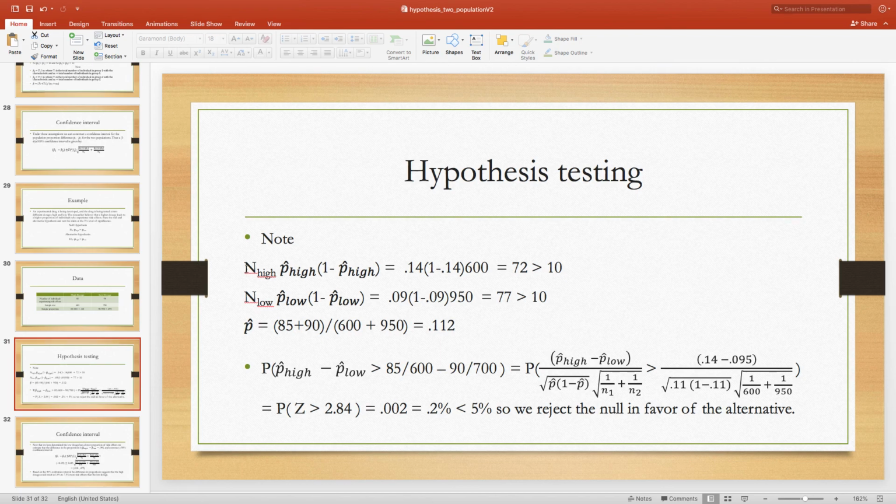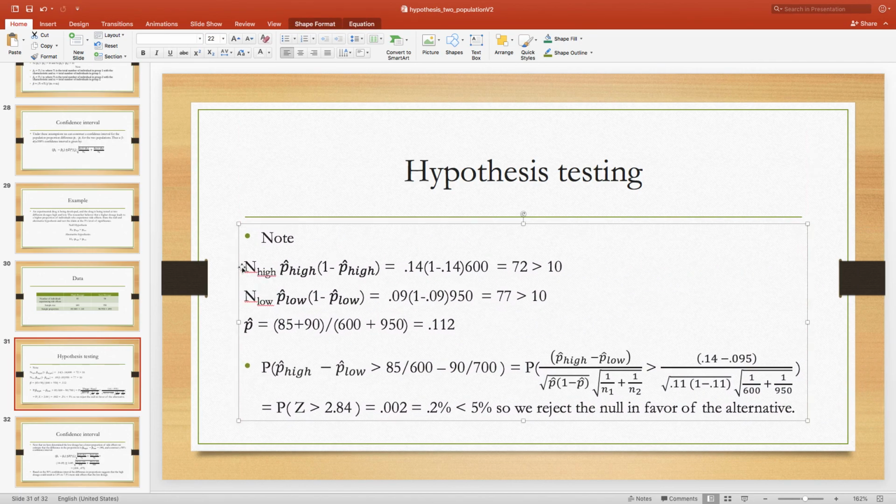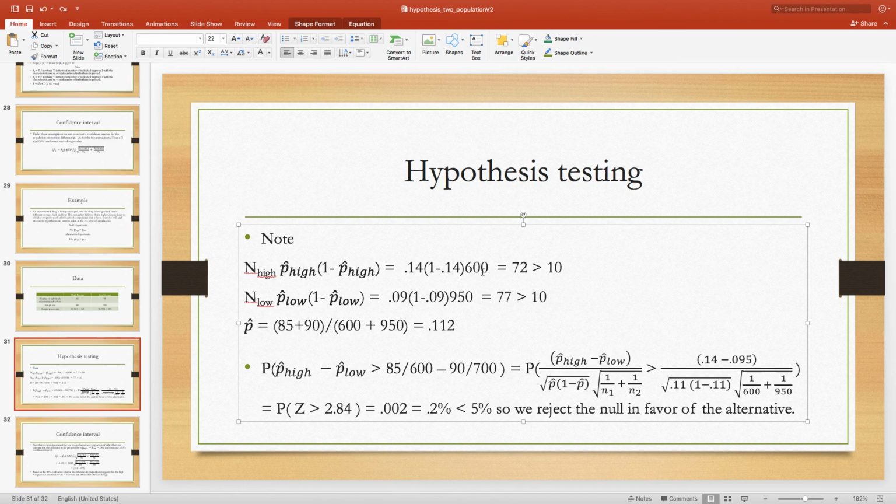Notice that we have the criteria, that we have the normal approximation. We have that this is bigger than 10. N times P times 1 minus P is bigger than 10 in each group. Okay, so here's 77, here's 72. And the pooled sample proportion, the total number of individuals that experience side effects, is given by this quantity, and that's 11.2%.